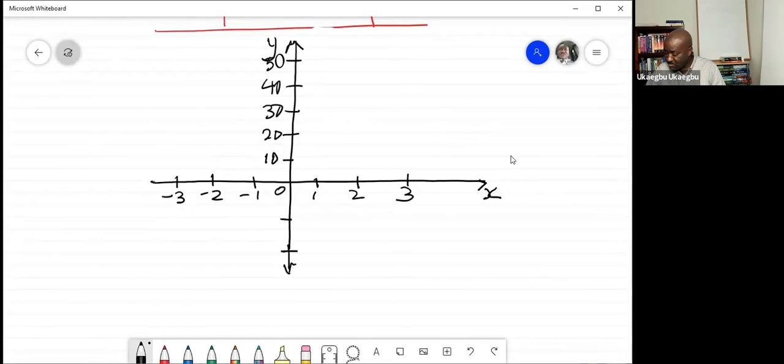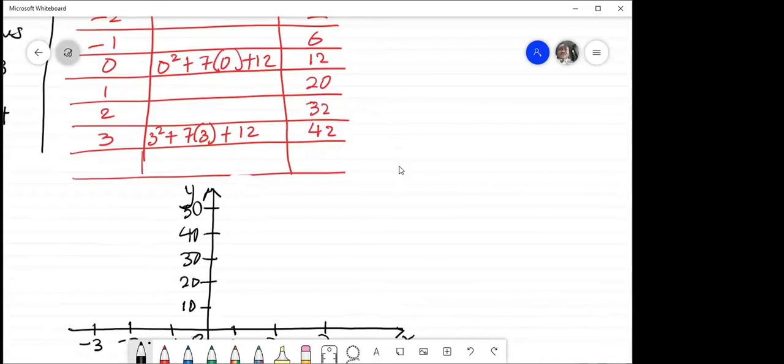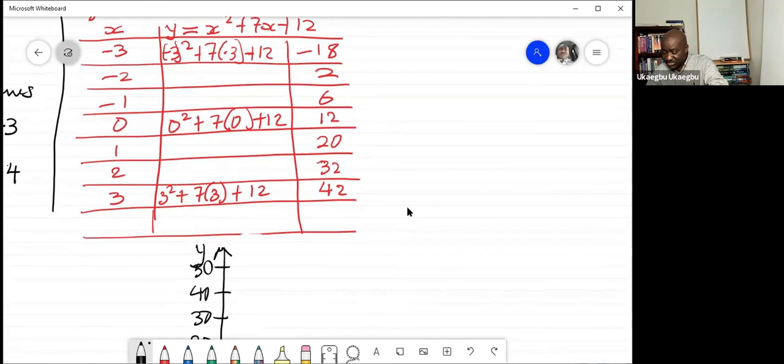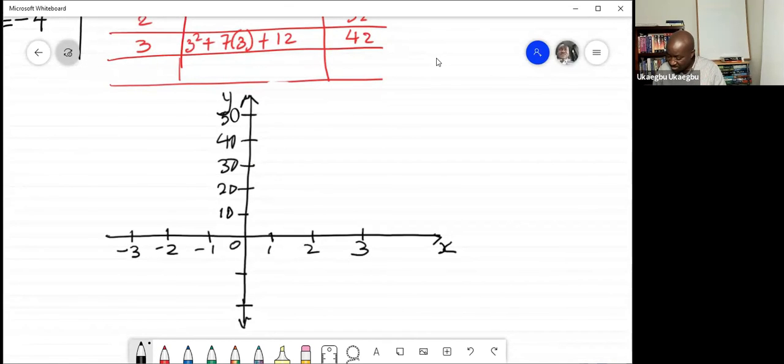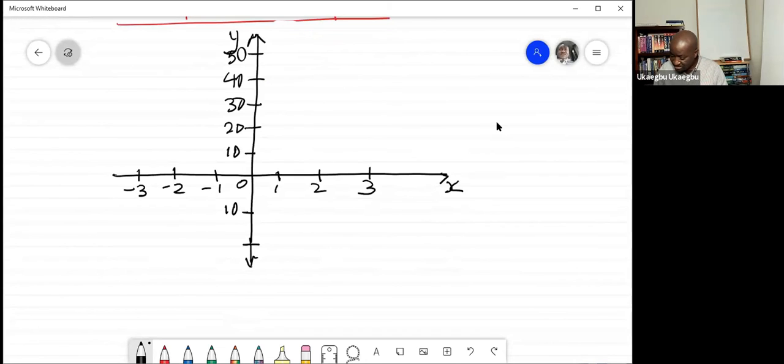So now let's come back to our table again. When x is -3, we have -18. Remember, this is your 10, and this is actually -10, and then this is -20. So -18 should be somewhere here at this point.